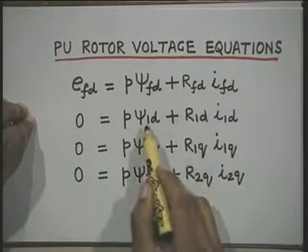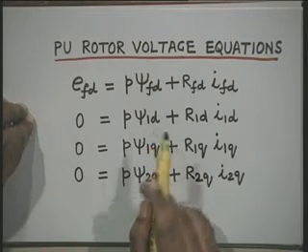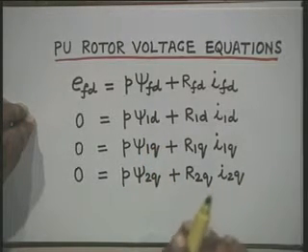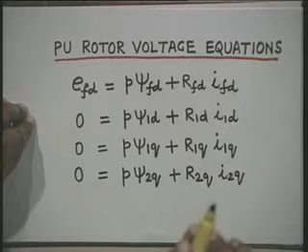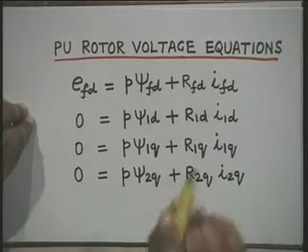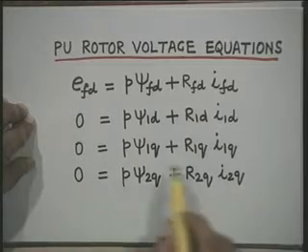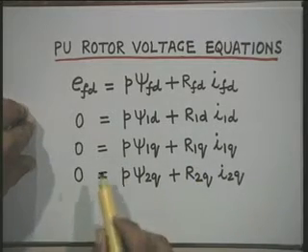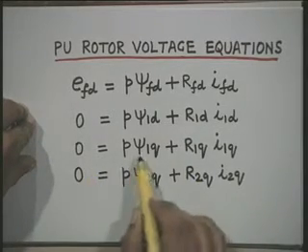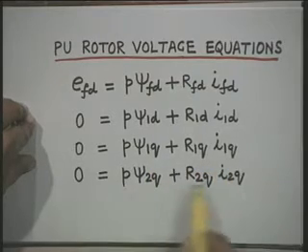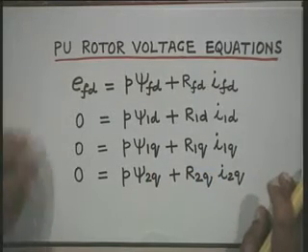Now, here I put this subscript 1 to indicate that there is one amortizer on the d axis, or amortizer number 1 on the d axis. If there is a 2, then it becomes a second winding also on the d axis. Then 0 equal to P psi 1Q plus R1Q I1Q, and similarly the last equations.